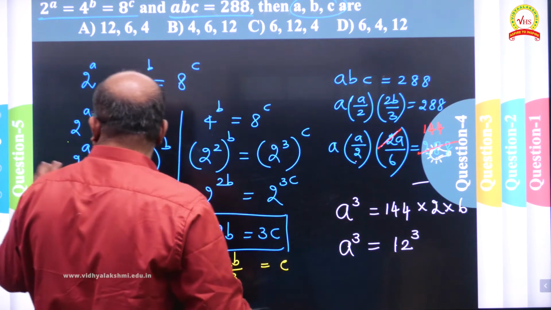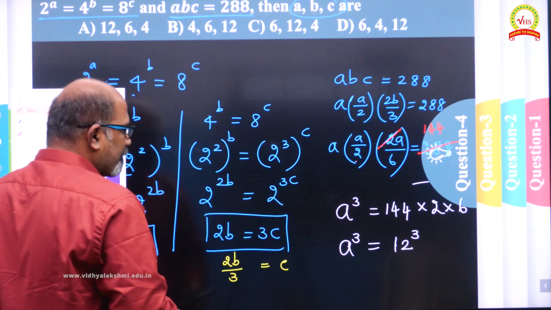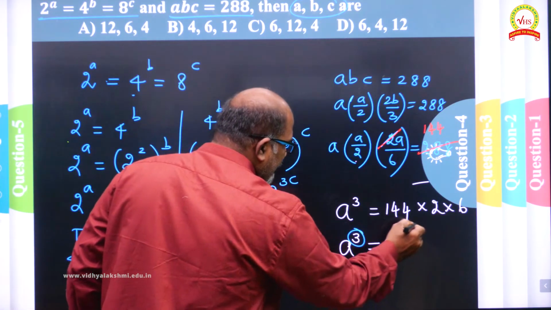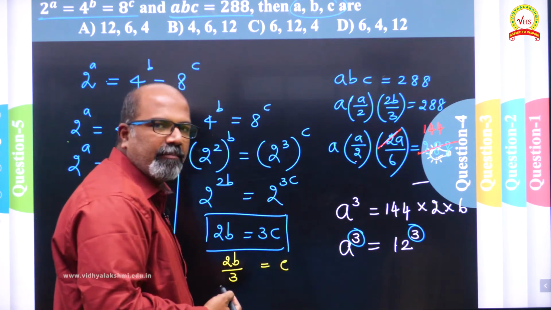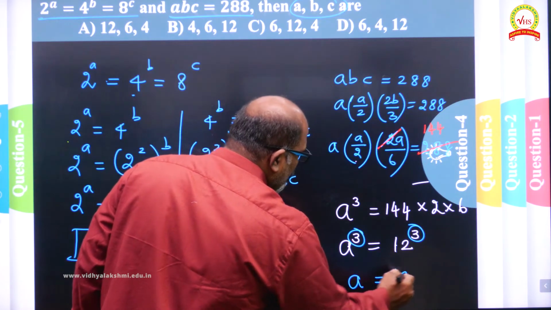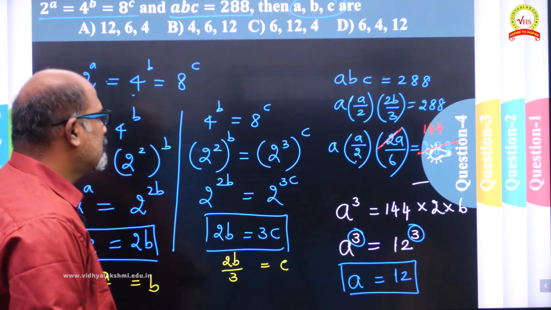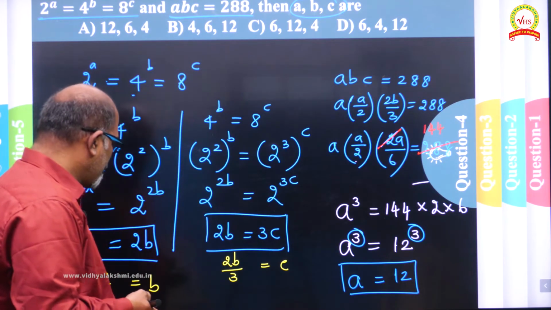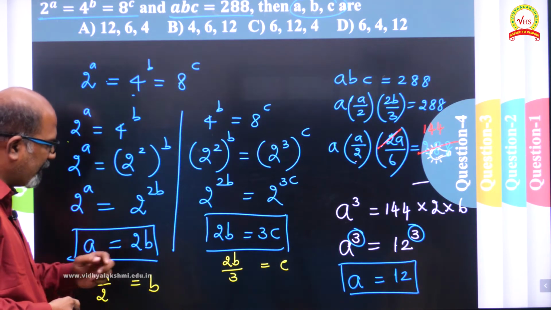Here we can see that the exponents are the same. Here also 3 and here also 3. So what about the base? We can equate the base. So when you equate the base, what we get is a is equal to 12. The value of a we are getting is 12. Yes, successfully we found the value of a, and that a value has to be substituted here to get the value of b.